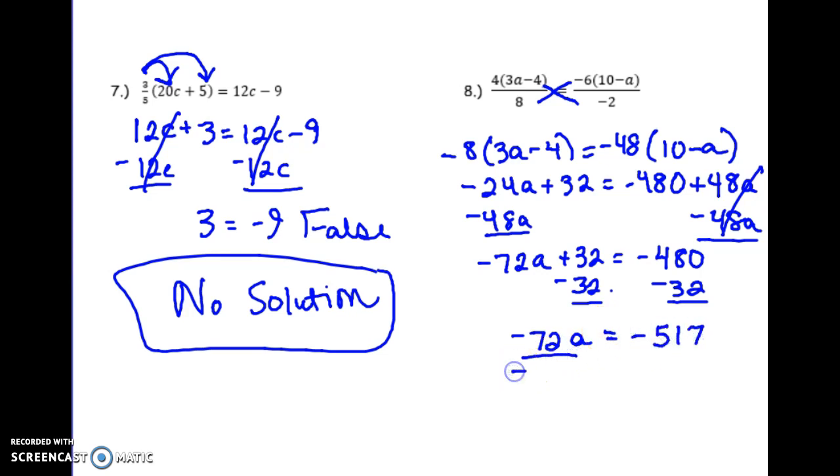And then when I divide both sides by negative 72, I end up with a is equal to, a simplified version would be 64/9. Okay, that was tough. We're going to simplify both and divide both by 8.